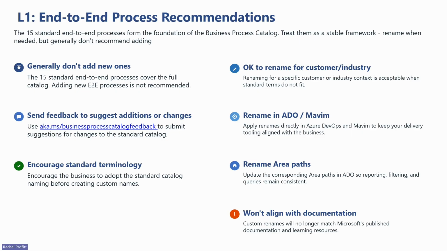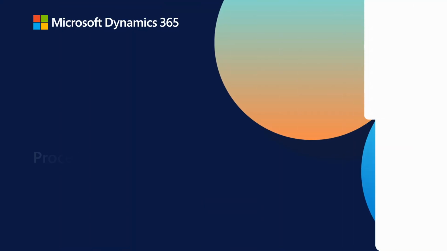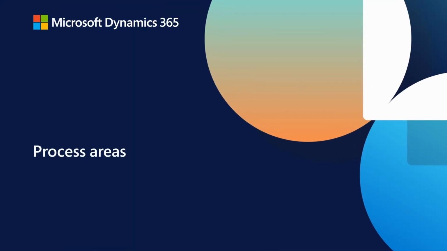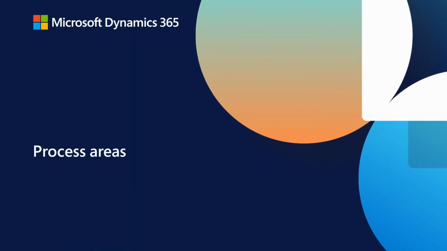That consistency at the top is what allows everything underneath to stay organized and comparable across implementations. Now, let's go one level deeper and look at how we manage process areas. This is what we refer to as level 2 in the catalog hierarchy.